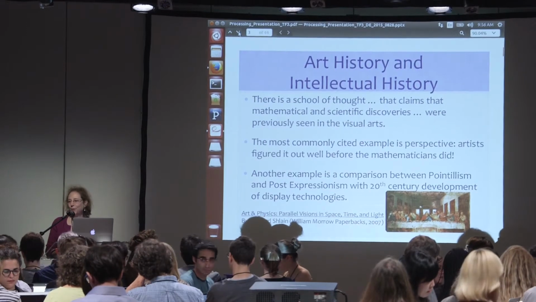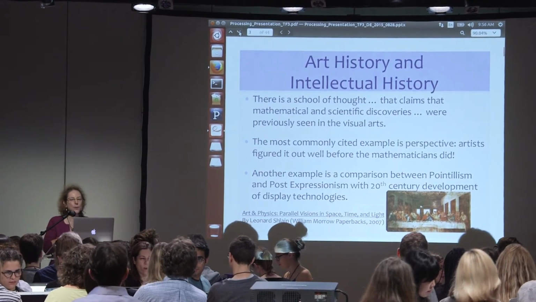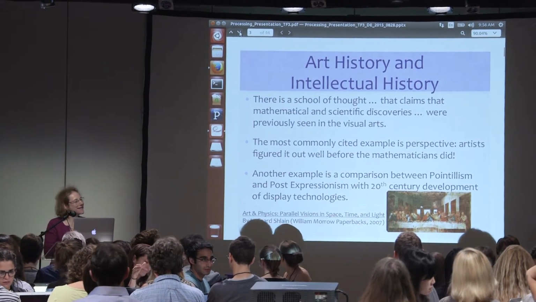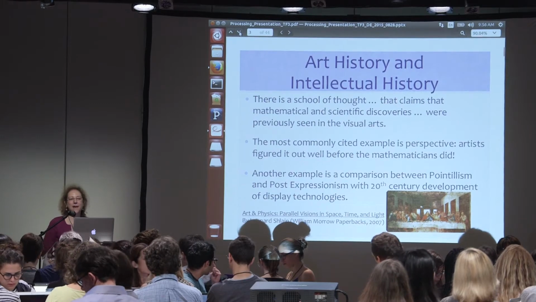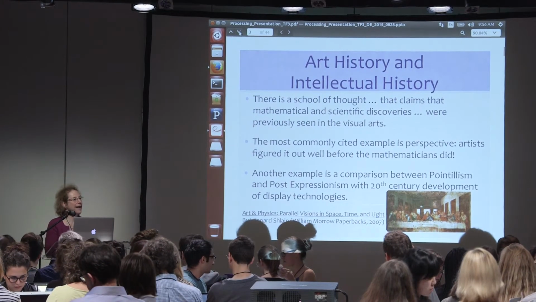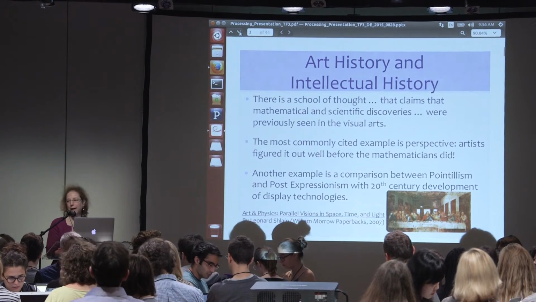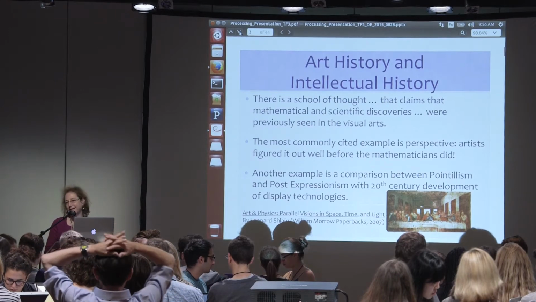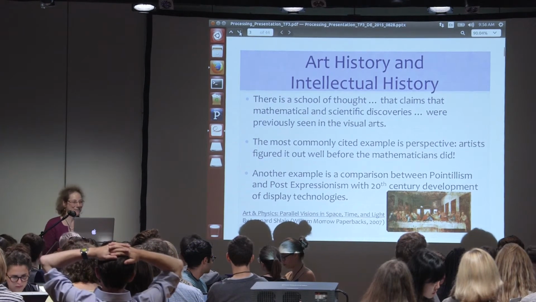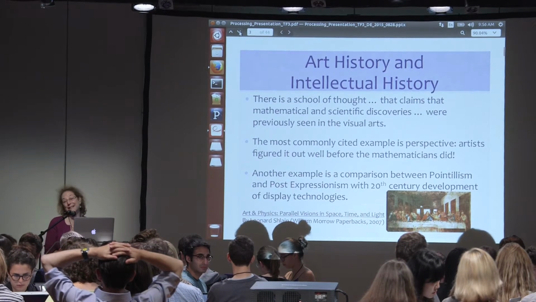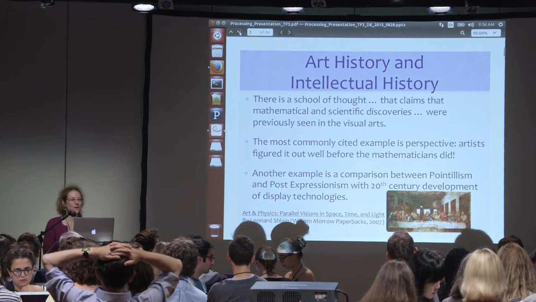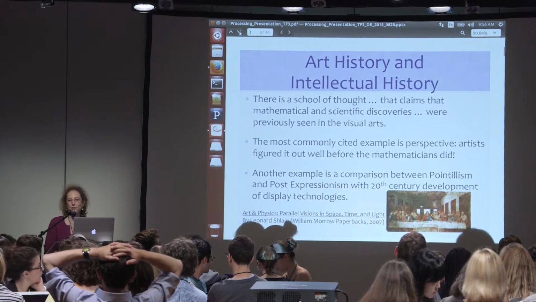I'd also like to switch gears for a moment and briefly introduce a concept. There's a school of thought that basically says that artists see or imagine and capture, and have over time captured, most or many of the main innovations in mathematics and the sciences. There are many examples one can cite. The most commonly cited example is perspective, which the Italian Renaissance artists figured out a good 100 years before the mathematicians could wrap their minds around it.